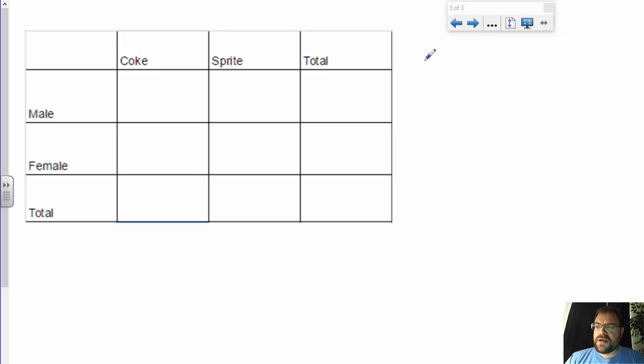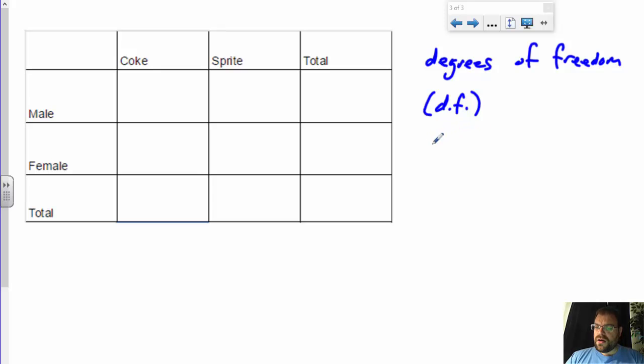So let's talk about degrees of freedom. I'm just going to write it here, degrees of freedom. And we'll discuss what this really means when we're looking at this table, just in case it's not clear. I've only ever seen this referred to as DF, and that's the same thing your calculator calls it when you do a chi-square test.